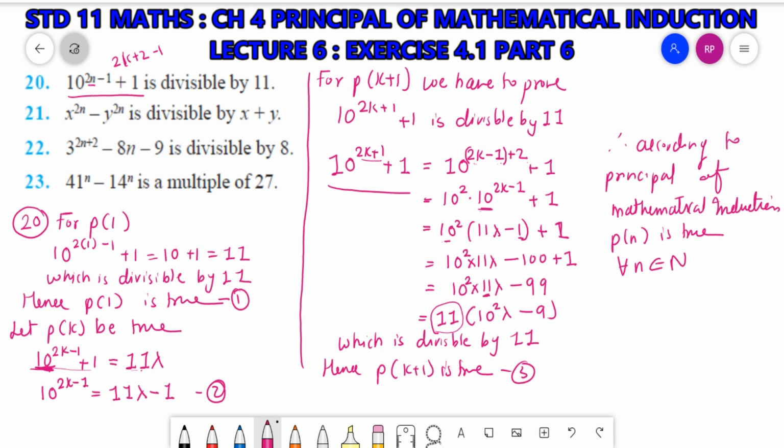So remember, P of 1 I had first proved. P of k I had assumed, and just taken as it is must be divisible by 11. I have taken 11 lambda. Now for P of k plus 1 we need to prove this. So what I did, I rearranged this in the form of 10 raised to 2k minus 1, I replaced the value and finally I took 11 common. So this was about question number 20. So just note it down.